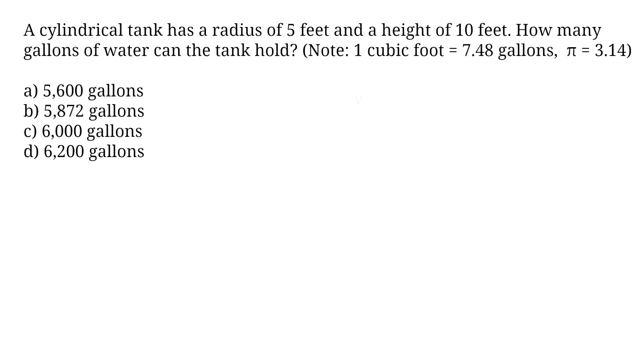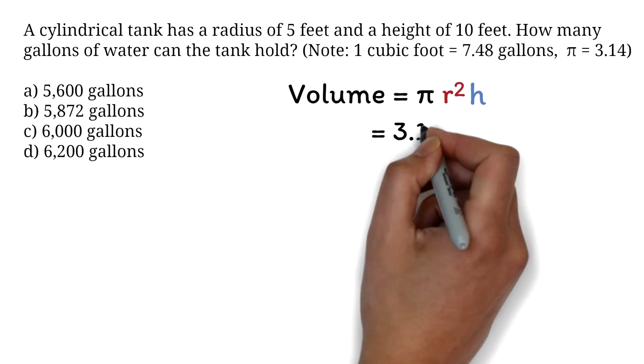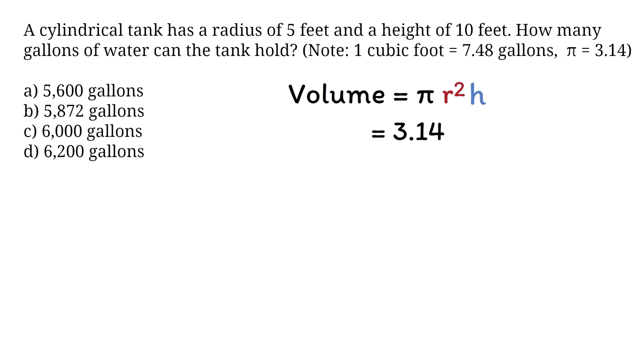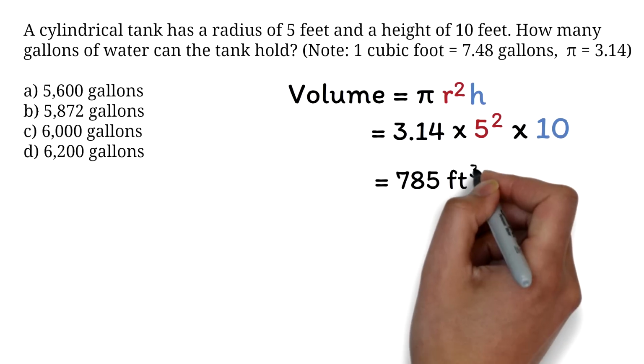The formula for finding the volume of a cylinder is pi r squared h. This formula will be given to you on the GED. We place our values in. Volume equals pi, which is 3.14, times r squared. The radius is 5, so we have 5 squared. Then we have times h. The height is 10, so we have times 10. We work this out on the calculator to get 785 cubic feet.